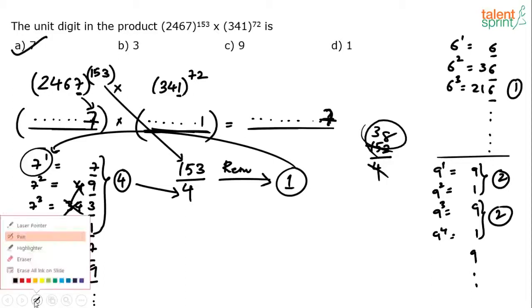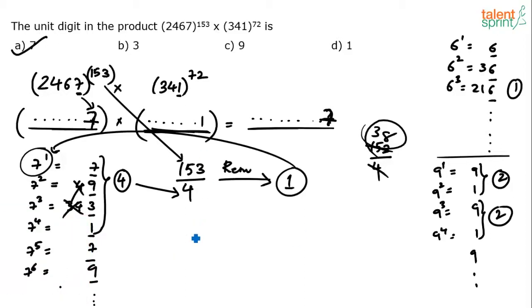Suppose the remainder, let me take another case now. Just changing the color so that you can follow. Let's say the power instead of 153 is 163. Power is 163 by 4. What is the remainder? Remainder is 3, right? 163 when you divide by 4. Now because it is 3, look at 7 power 3. 7 power 3 ends with what? 3. So this number will end with 3.